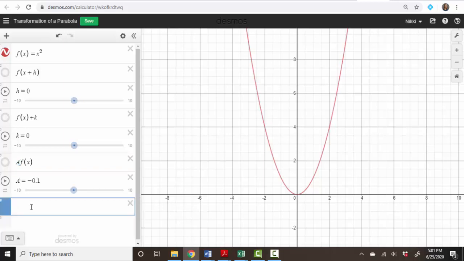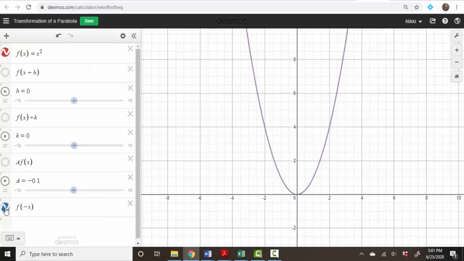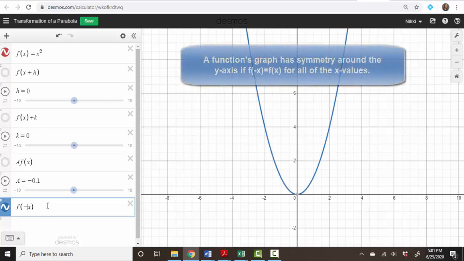We could also have talked about y equals f of negative x, and I just need to go in and change the color here quickly. So now I want to graph f of negative x, because this graph is actually flipping around the y-axis, but because we already had that type of symmetry, you can't even tell the difference.